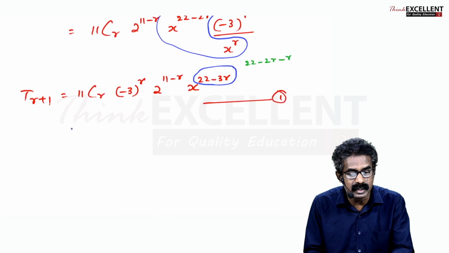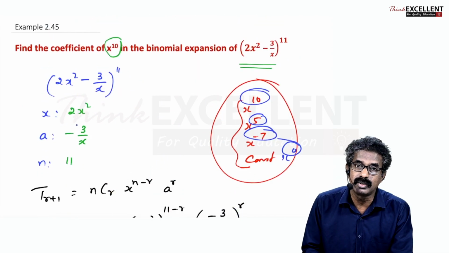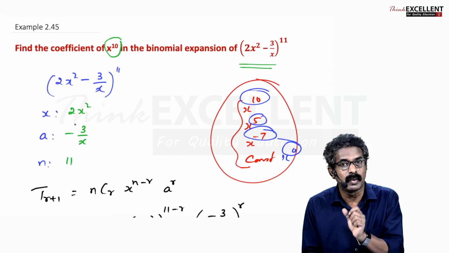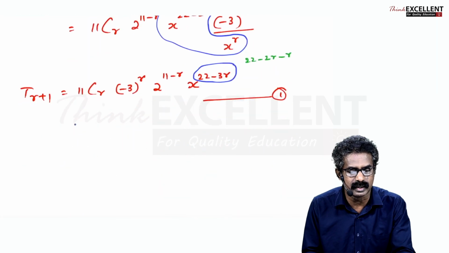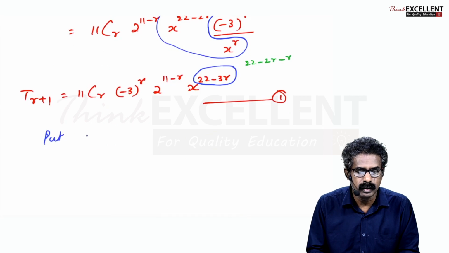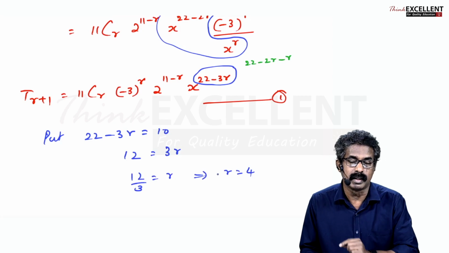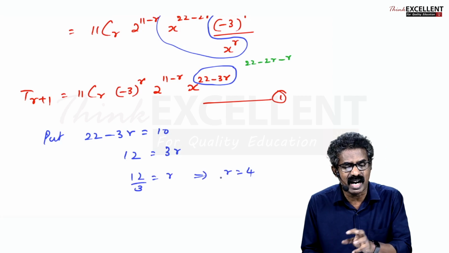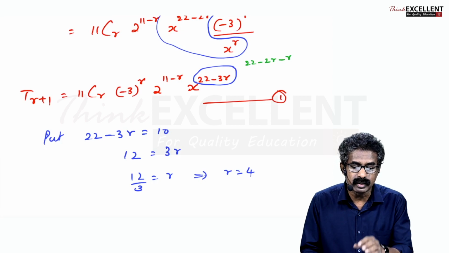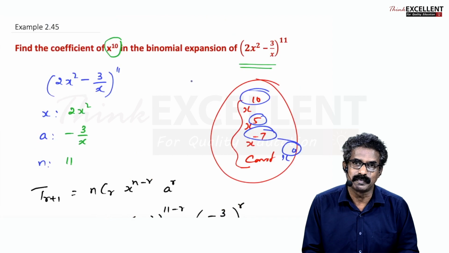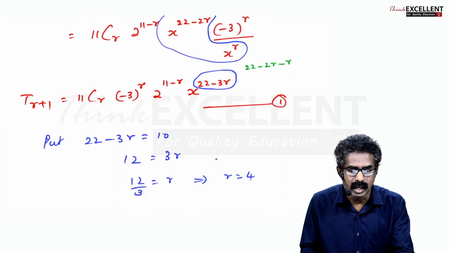Now listen here. This is equation number 1. In this question, the coefficient of x raised to 10. So that's the reason we said only one x should be there. Then only you'll get the power, right? X raised to 10. So put 22 minus 3r equal to 10. So minus 3r take here, plus 3r is equal to 22 minus 10, it is 12. So r is equal to 12 by 3, you are getting r equal to 4. You must get a whole number, a positive integer. If you get some fraction, that means there is no term which contains x raised to 10.